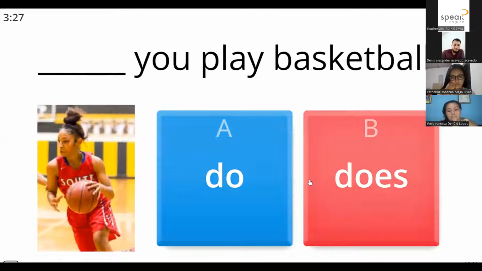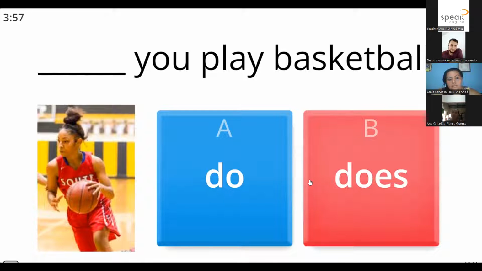Okay, so which is the correct option here? Option A. Do. Very good. Do you play basketball? Okay, very good. Do, because the subject is, what is the subject, everybody? Pay attention to the subject. You. Very good. The subject is you.